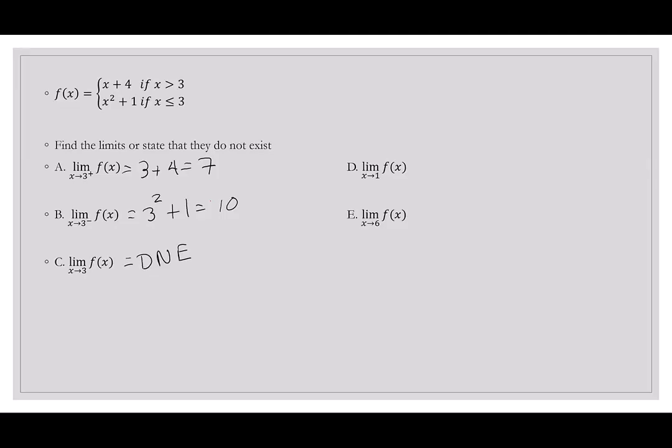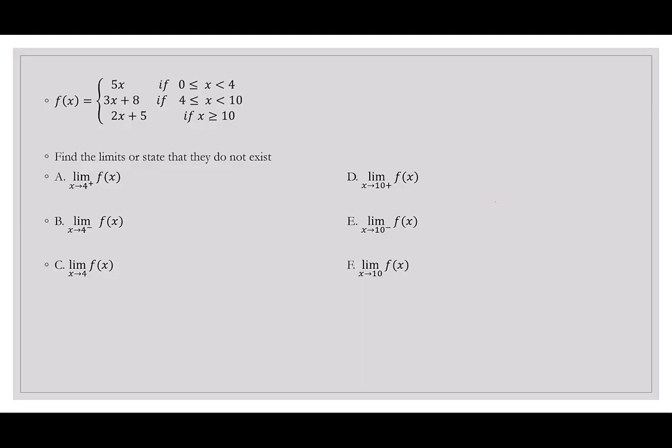If I look at the limit as x goes to 1 of f of x, well, 1 is less than 3, so I'm using the second line. 1 squared plus 1 is 2. And then limit when x goes to 6, 6 is bigger than 3, so I'm using the first line. 6 plus 4 is 10.